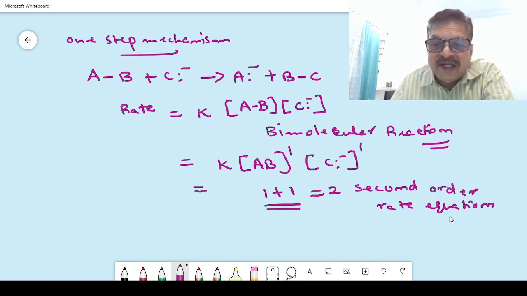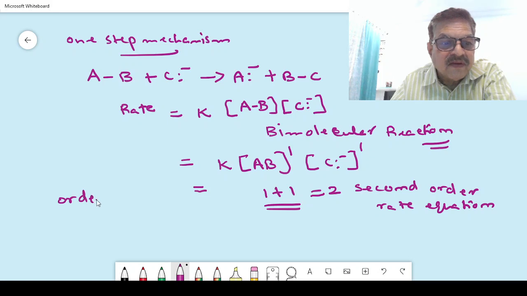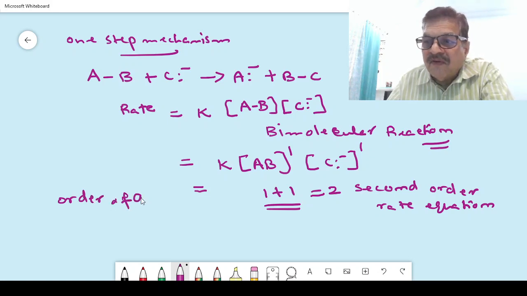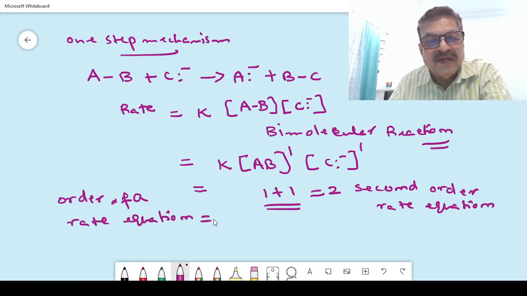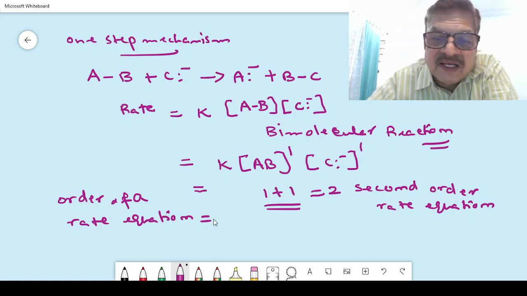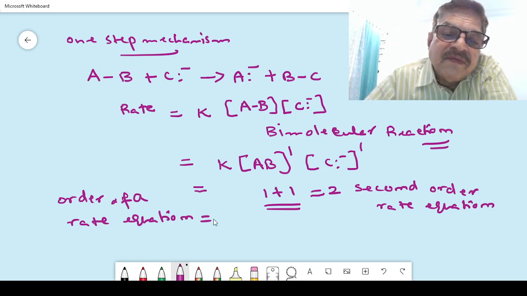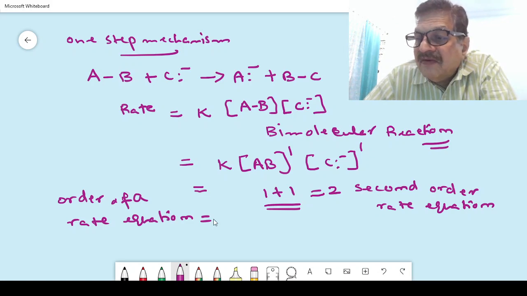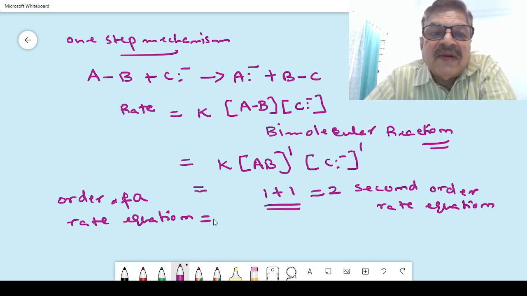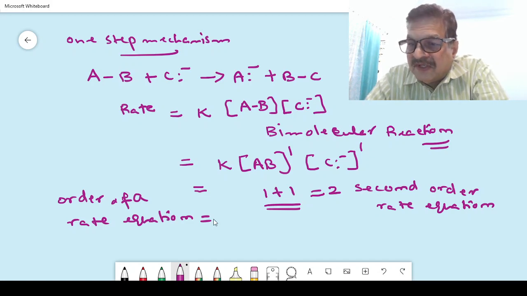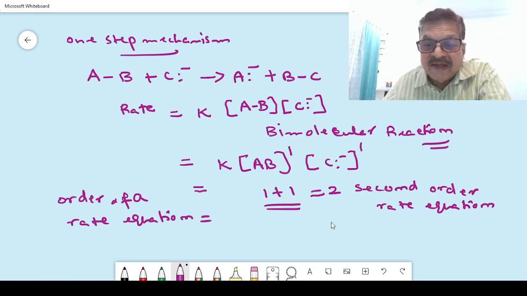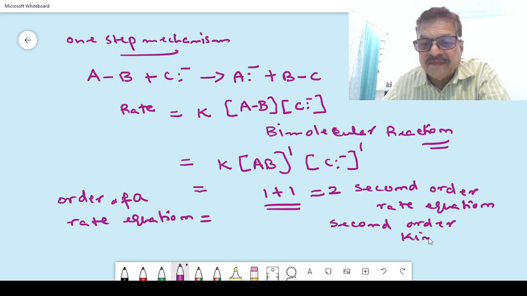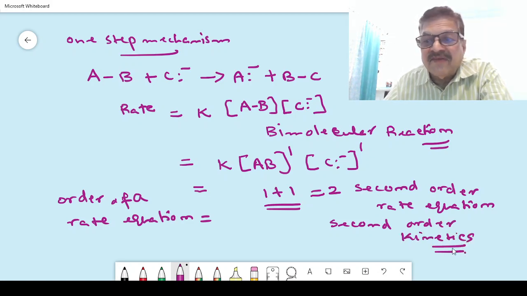What is the order of a rate equation? Correct. The order of a rate equation is the sum of the exponents of the concentration terms in the rate equation. Here we have seen two concentration terms. In a one-step mechanism, we have two concentration terms here. Therefore, the reaction follows second order kinetics. We call it a second order rate equation or second order kinetics. Correct. This is a one-step mechanism here.